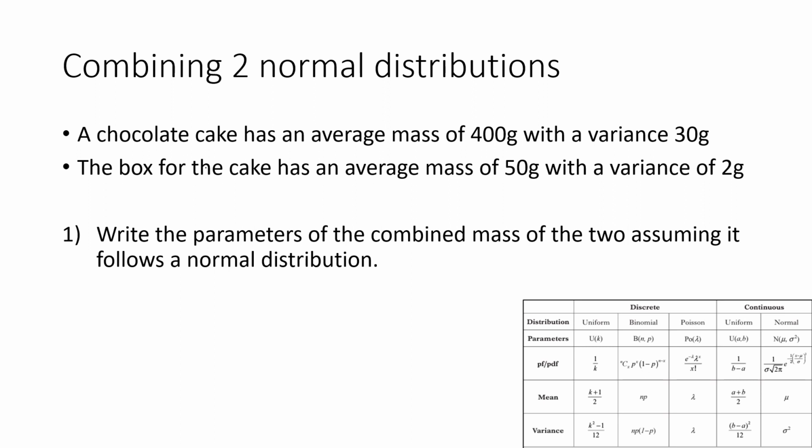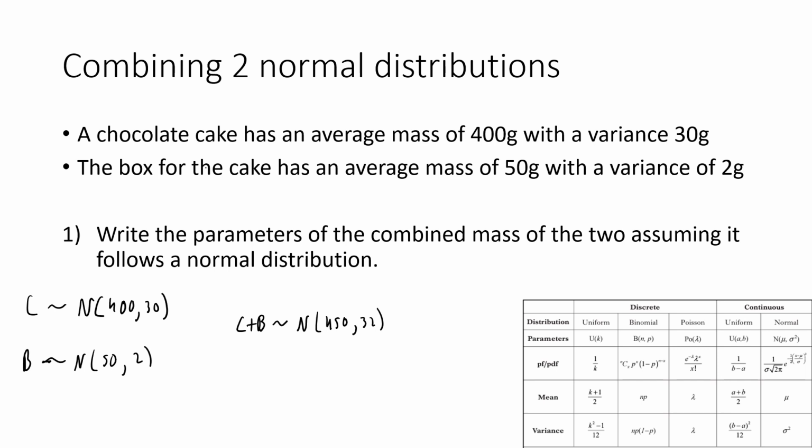Well, first you assign a variable to each of the variables. So C, I would write for cake. So the distribution of cake is N(400, 30). You can do B for box, and that is followed by a normal distribution of 50 with a variance of 2. And how you would write the combined version is C plus B, also a normal distribution, and you add the two means, which is 450, and then you add the variances, which is 32.